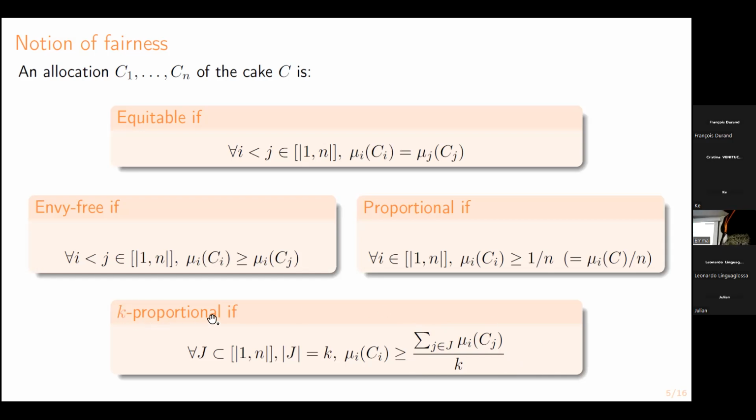And when k is equal to 1, it is equal to envy-free. No, not 1, but when it's equal to 2. This is for all i, j. Yes, you're right, for all i, j, I forgot to write it. Here you have it for all i, for all agents.